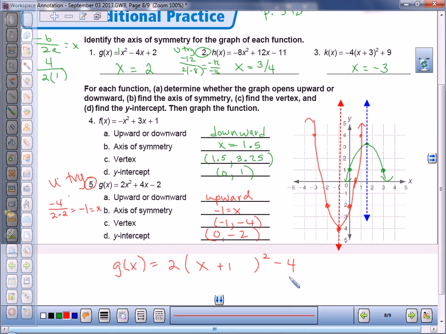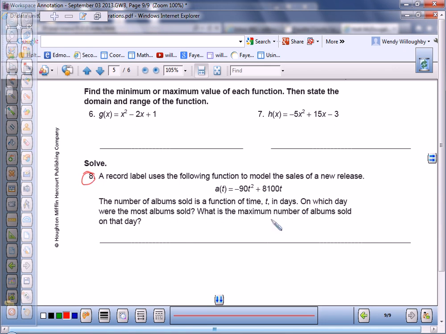All right, that negative b over 2a thing that helps us find the vertex is so handy because we know that the vertex is either the maximum or the minimum point of the function. We know that the maximum value of the function happens at the vertex or that the minimum value of the function occurs at the vertex. This problem says a record label uses the following function to model sales of a new release. A of t equals negative 90t squared plus 8,100t. The number of albums sold is a function of time in days. On which day would the most albums be sold? What is the maximum number of albums sold on that day?